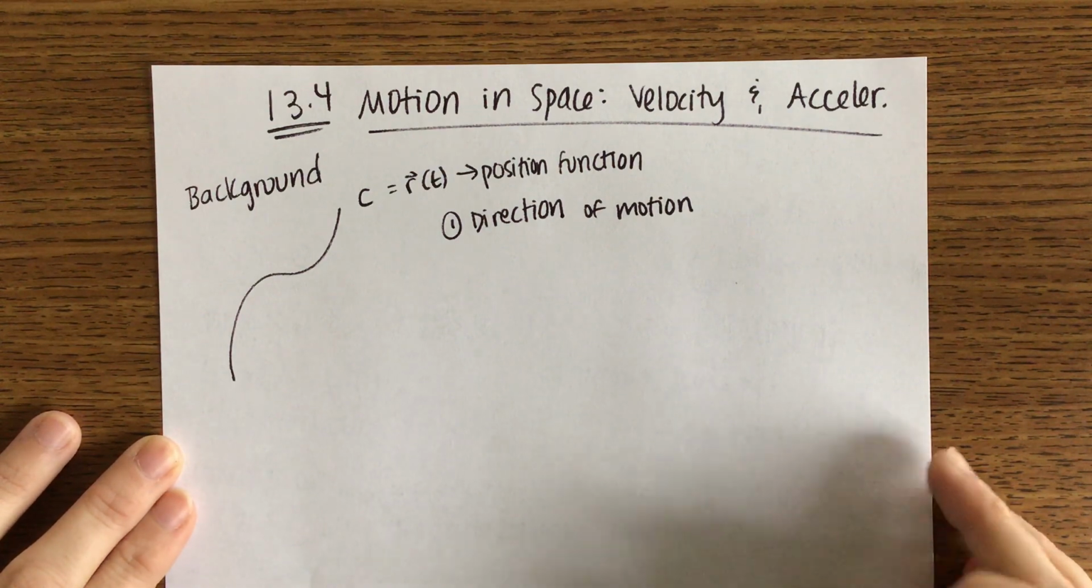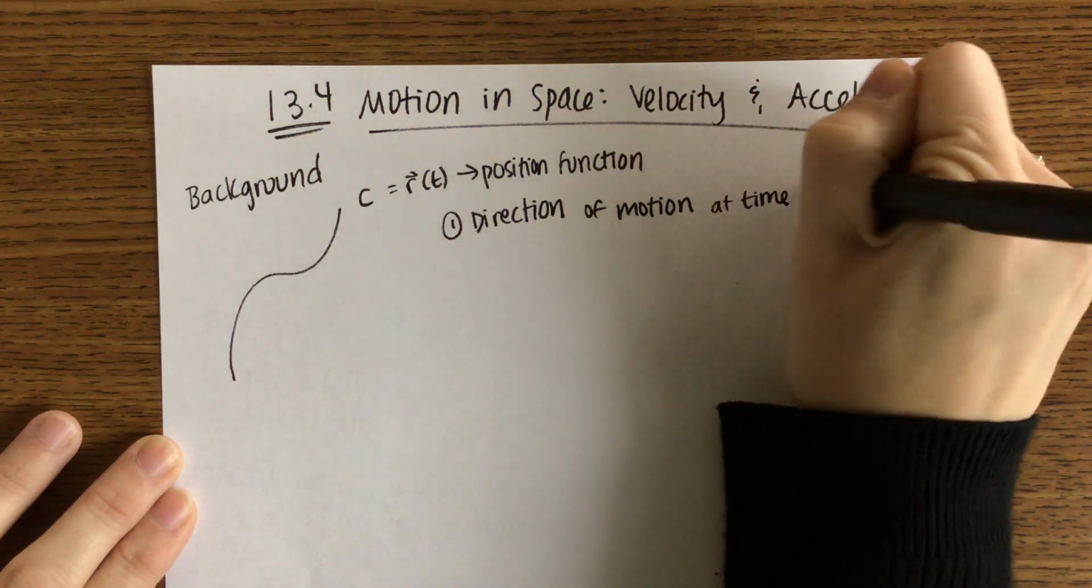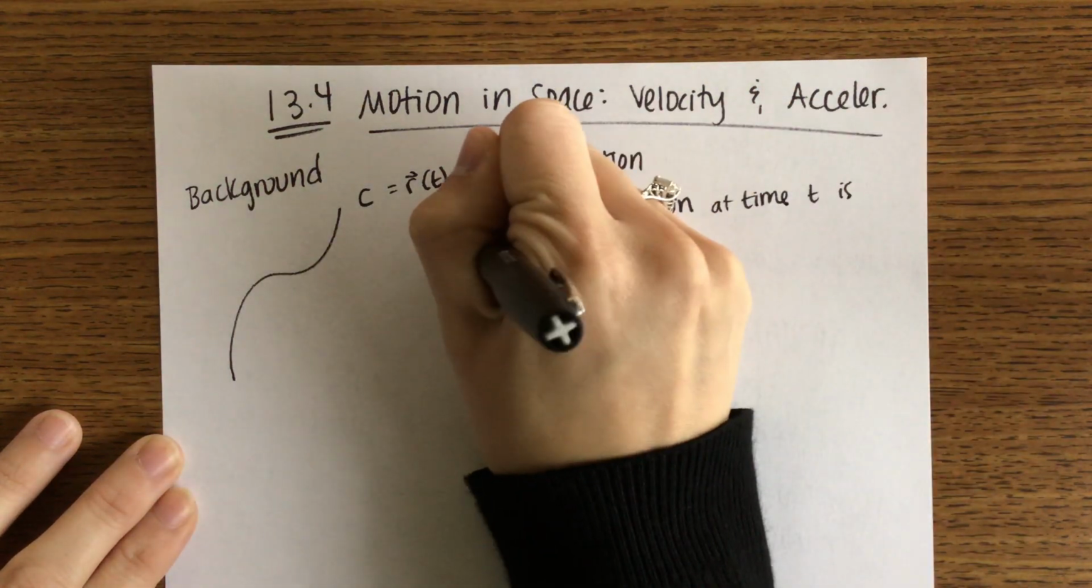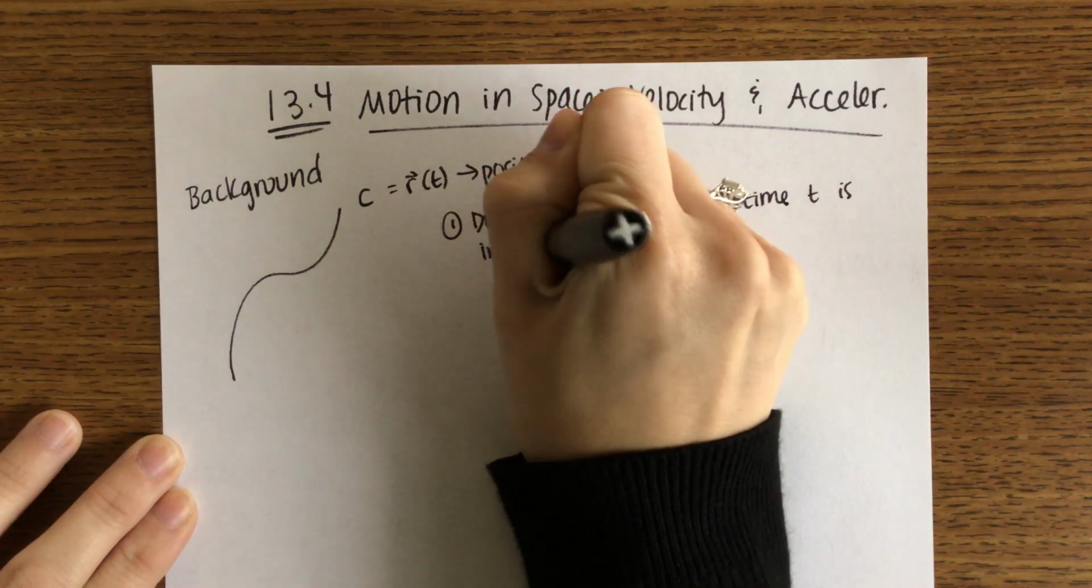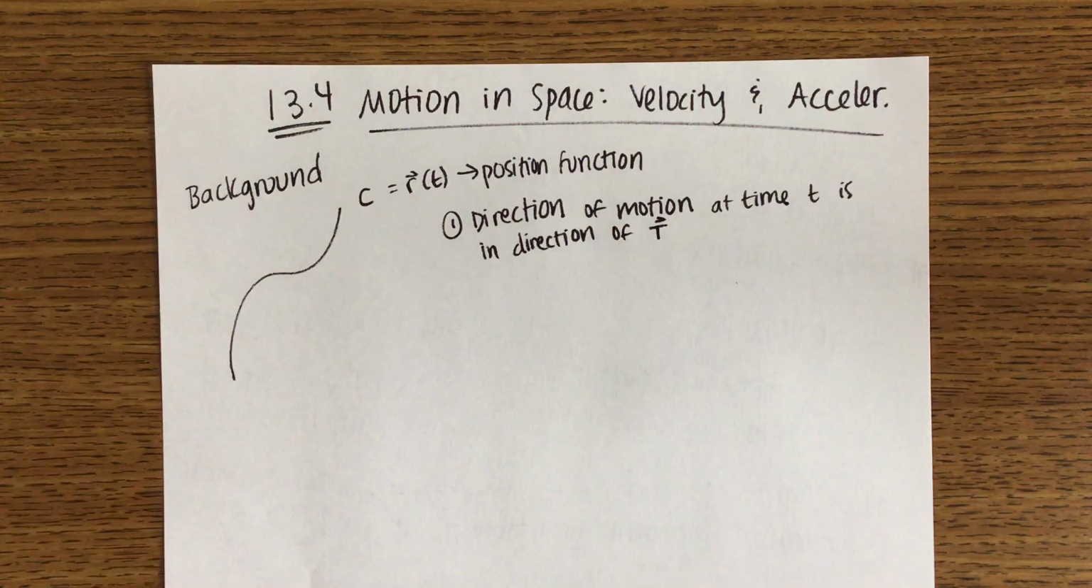Okay, direction of motion at time t is in the direction of the unit tangent vector.